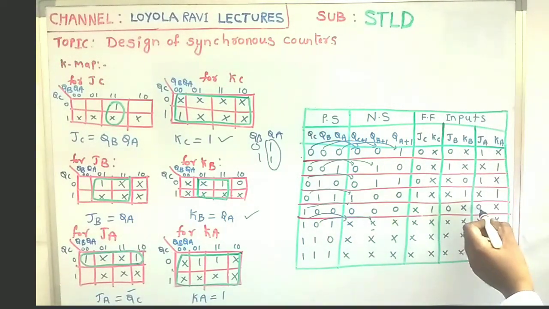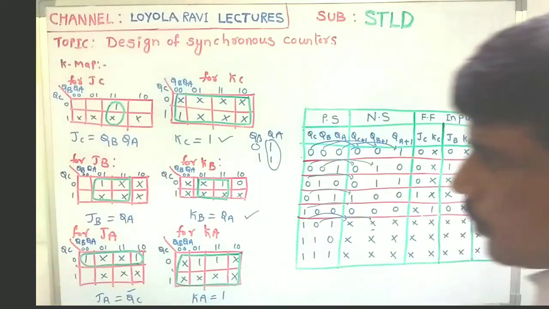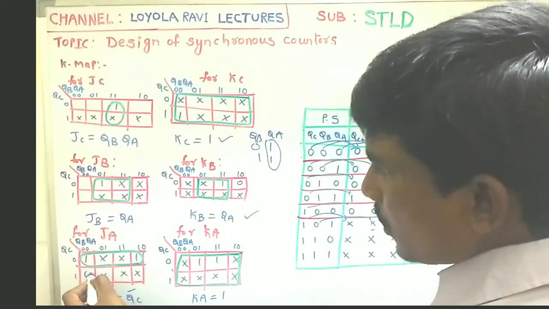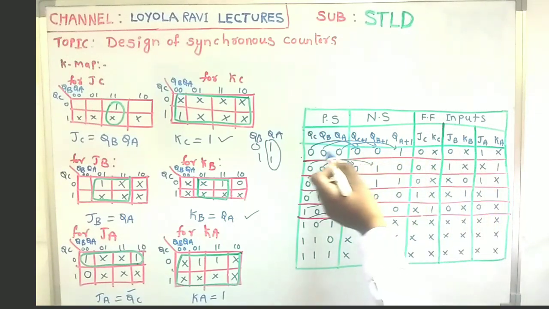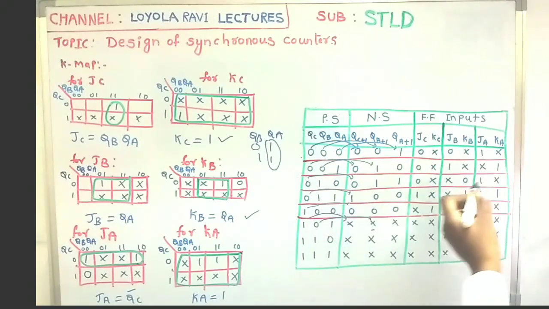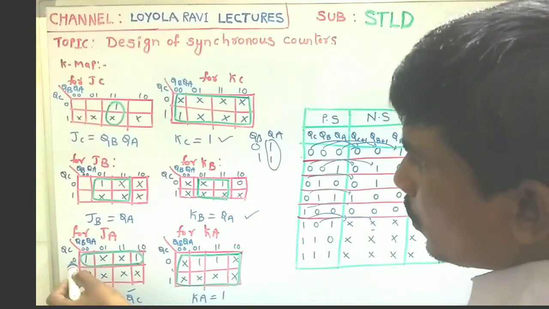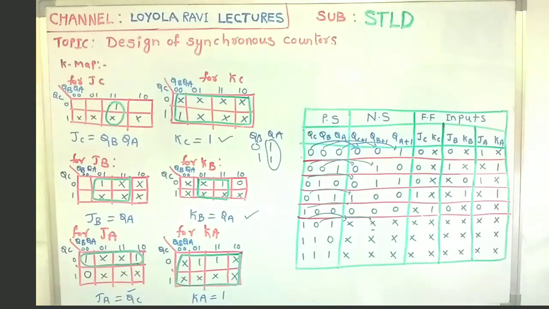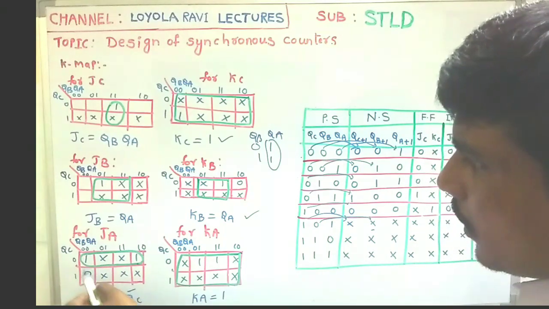Let us take JA first. In JA also we have 0 at which combination? 1, 0, 0. Here we are getting 0. If you want, you may place zeros also. That is easy. Then where we have 1: the first case, 0 and 2, we are getting 1. Remaining all are don't cares. Observe that 5 cases are don't cares and 2 cases are 1.